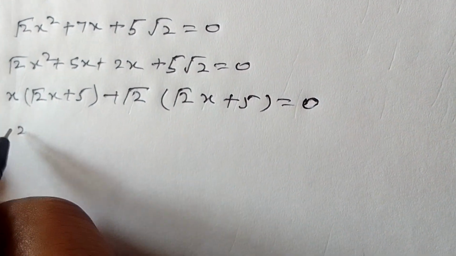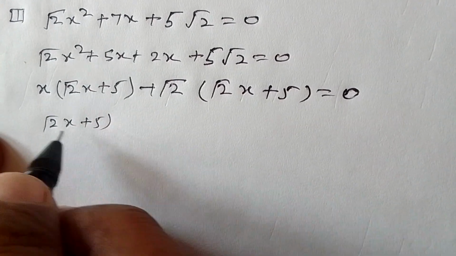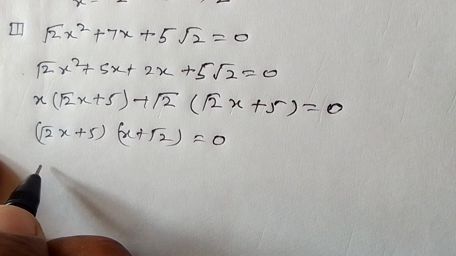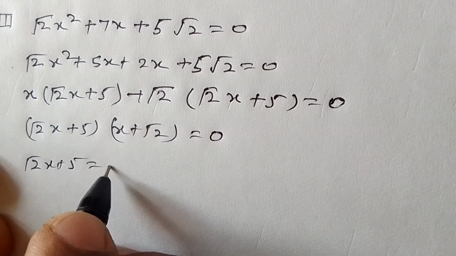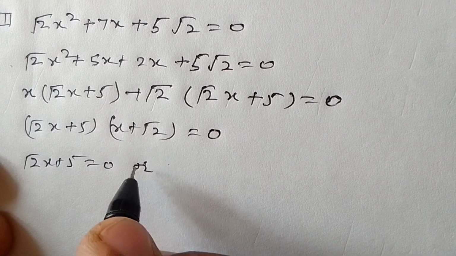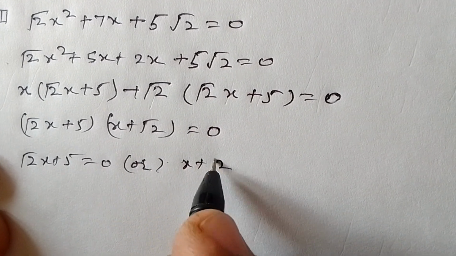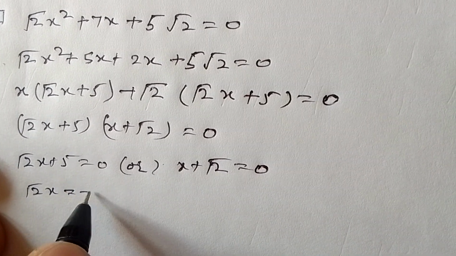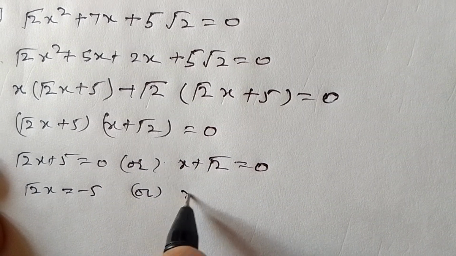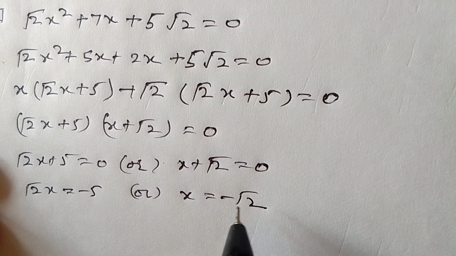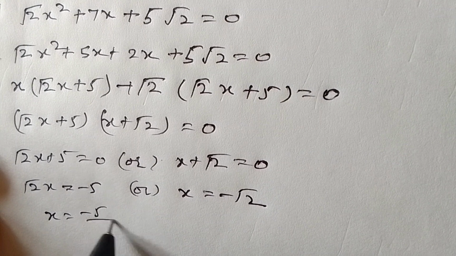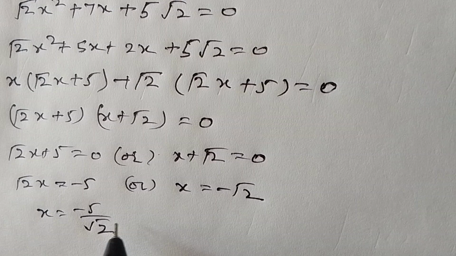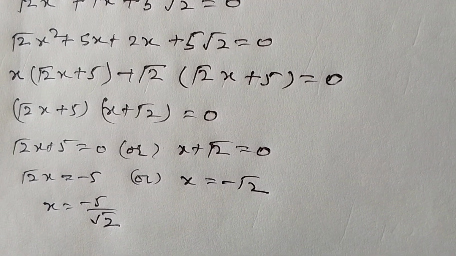So here (√2x + 5) and (x + √2) are the two terms, so it becomes (√2x + 5) = 0 or x + √2 = 0. So √2x = −5 or x = −√2. So x = −5/√2. So these are the two roots of the quadratic equation. This is the solution of the third part.